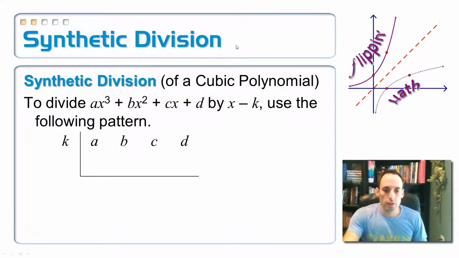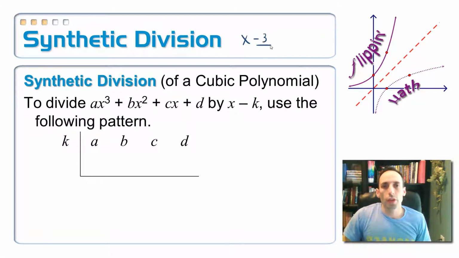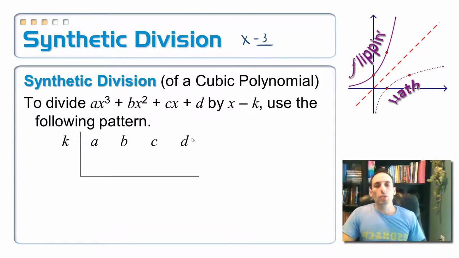Well, if this is x minus 3, the number 3 minus 3 is actually going to be a positive 3, and that's what's going to go outside of the house. Okay, the a, the b, the c, and the d, those are the coefficients of our dividend. I just don't put the variables in.